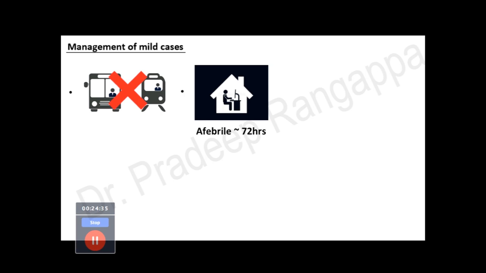And until when they should quarantine, definitely they should be afebrile for 72 hours and a minimum of 7 days after the symptom onset, since they have become negative, or two negative samples 24 hours apart. So that is the time frame recommended in the AIIMS document for self quarantine. After the symptom onset, at least 7 days or till the samples become negative 24 hours apart.